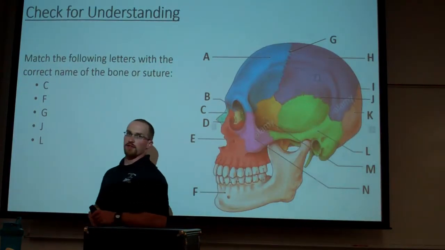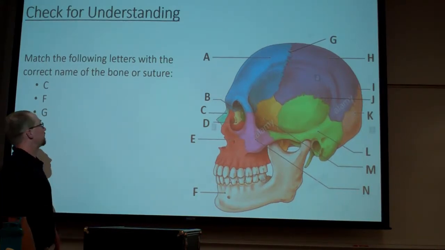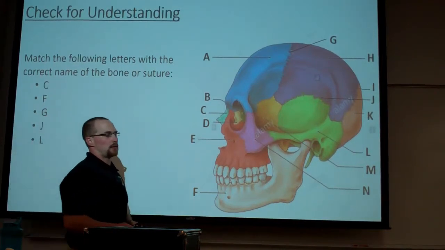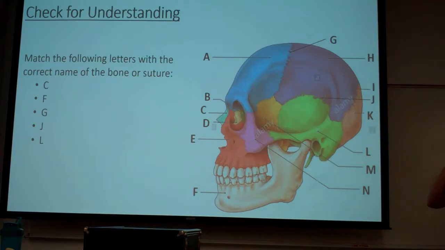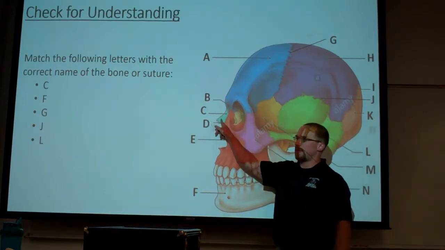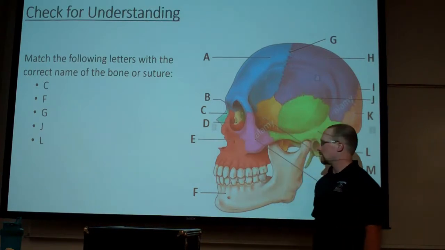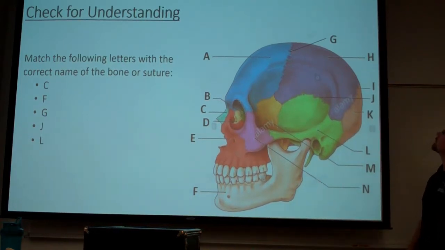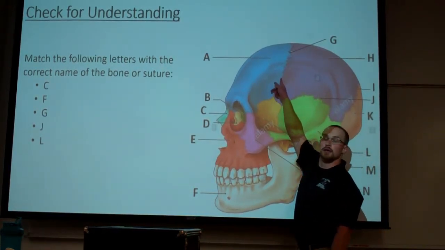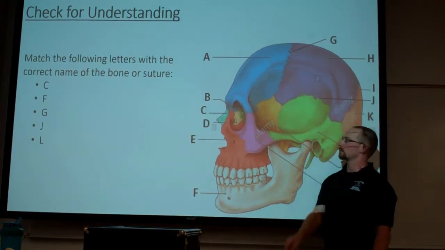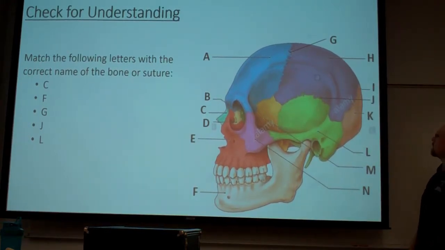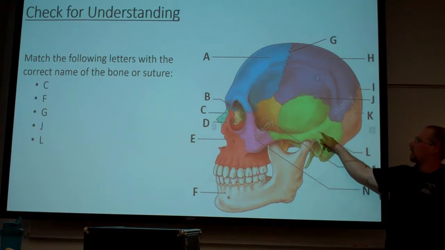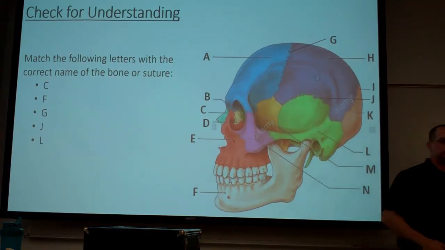So feel free to use this as a picture, and then feel free to use the skull you have in front of you. Find what are all the bones that refer to C, F, G, J, and L. All right. So letter C here, that's going to be your nasal bone. F is going to be your mandible. G all the way to the top here, pointing to the suture, it's going to be your coronal suture. J, pointing to your squamous suture. And then L, just below that squamous suture, is your temporal bone.